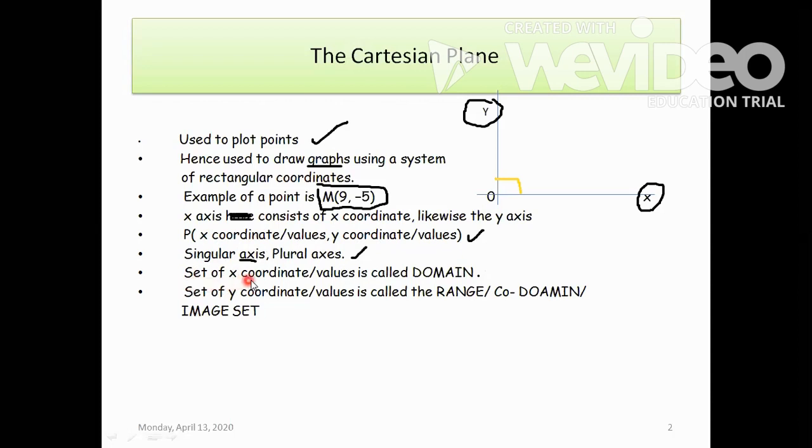Now, the set of x coordinates or values is called the domain. And the set of y coordinates or y values is called the range. Another name for range is codomain or the image set.